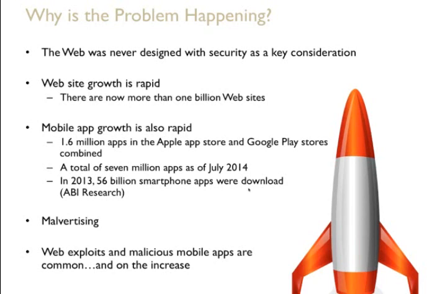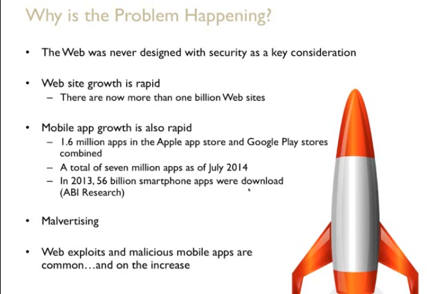Also, website growth is very rapid. There are now over 1 billion different websites out there, and the number continues to grow. We've seen just exponential growth over the past 20 years, and that growth shows no sign of abating. So we have an insecure system that's growing rapidly, which is, to some extent, just a recipe for disaster from a security perspective. We're also seeing rapid growth in mobile apps. There are 1.6 million apps in the Apple App Store and Google Play stores combined. Those numbers continue to grow quite nicely.